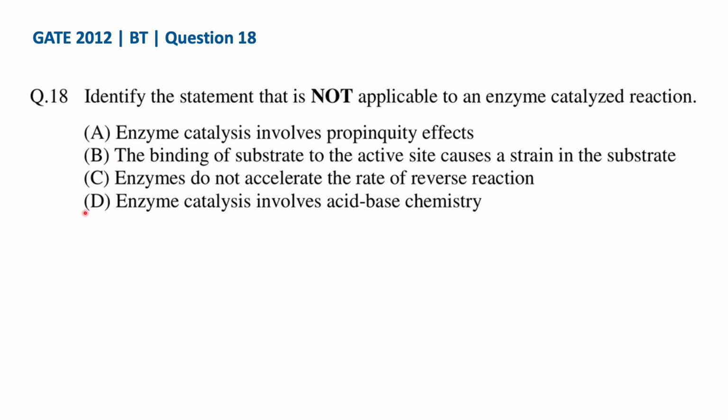The options are: option A, enzyme catalysis involves propinquity effects. Option B, the binding of the substrate to the active site causes a strain in the substrate. Option C, enzymes do not accelerate the rate of reverse reaction. And option D, enzyme catalysis involves acid-base chemistry.